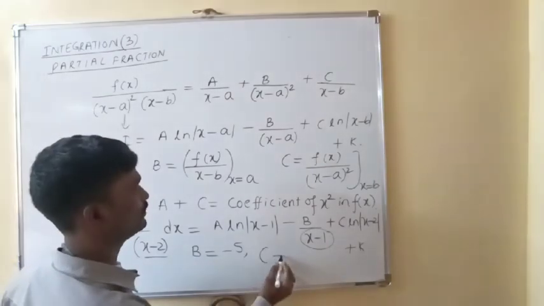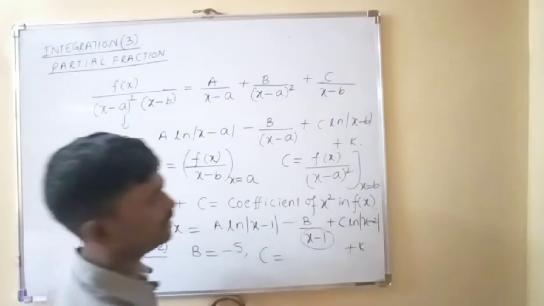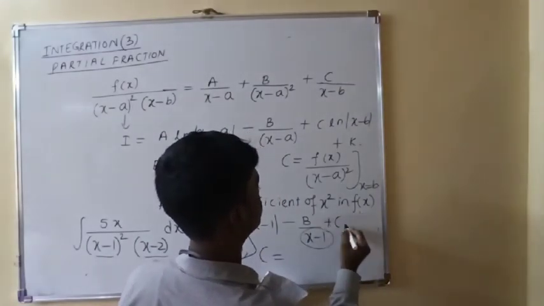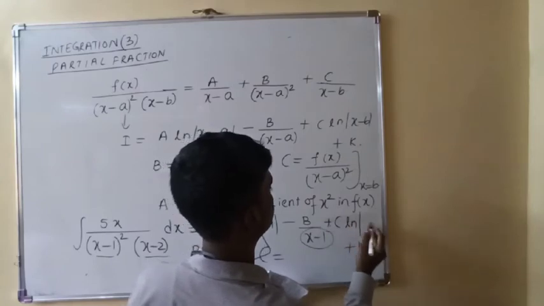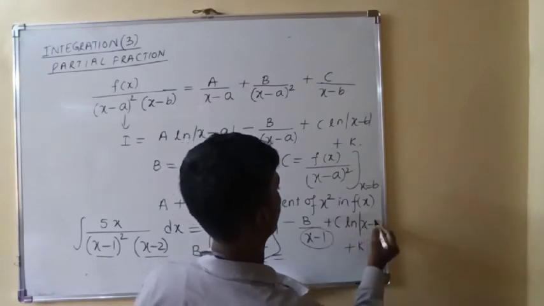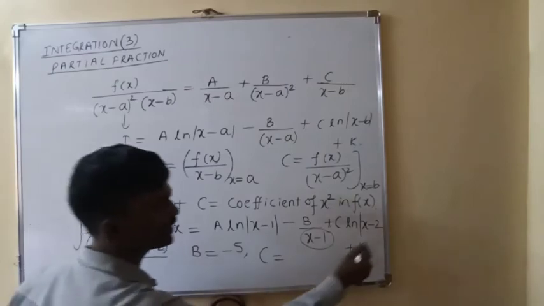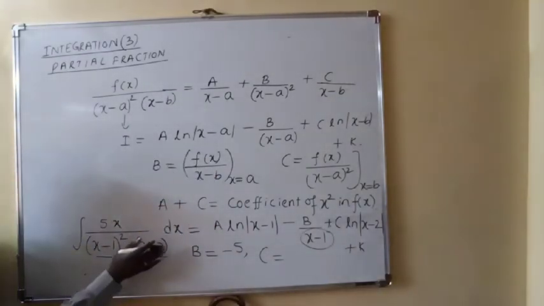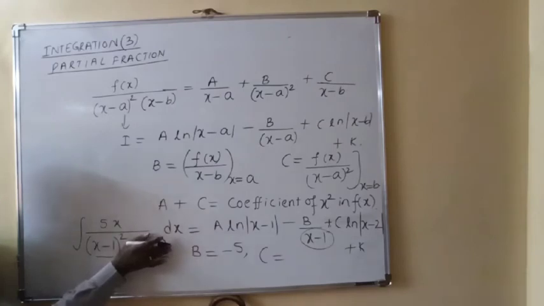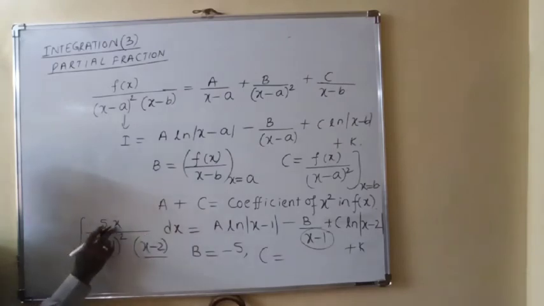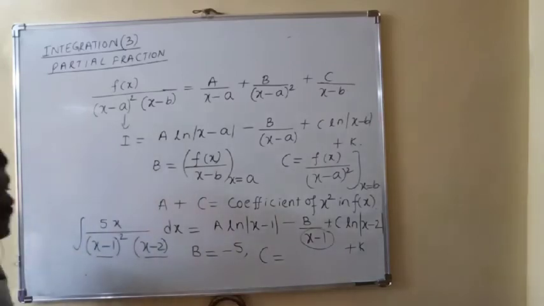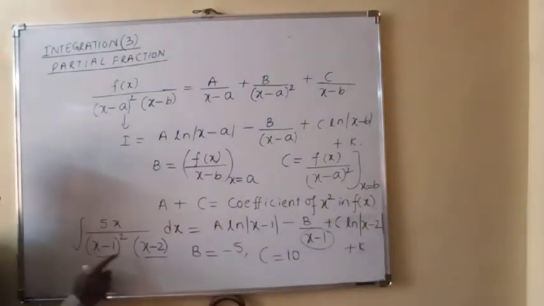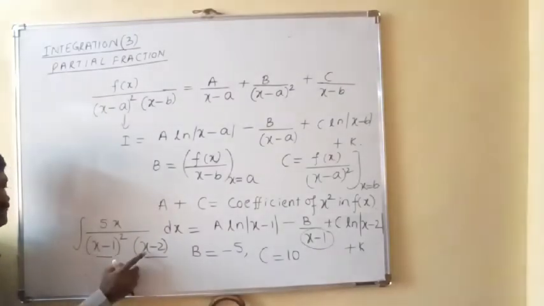Next is the c value. To get the c value, we have to equate x minus 2 equal to 0. So what do you get? X value 2. We have to put x value 2 in the problem other than the factor x minus 2. So 5 2s are 10, by (2 minus 1) whole square, which is 1. So the c value is 10.